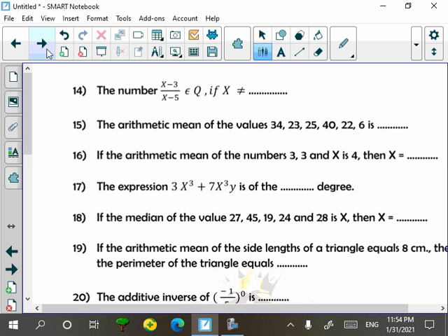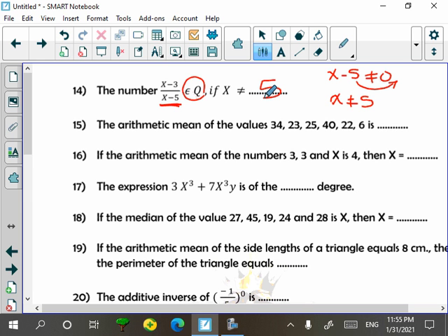Number 14, the number x minus 3 divided by x minus 5 belongs to Q if x not equal, again, belongs to Q, then the denominator not equal 0, then x minus 5 not equal 0. When 5 goes to the right hand side, then x not equal 5.